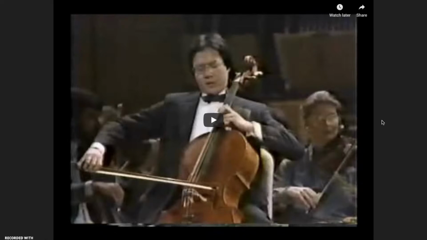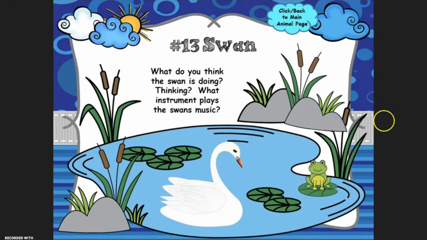I also want you to think, did you notice that he did not have any music or anything in front of him? He had that whole song memorized, and it was a pretty long song. He had it all memorized, all in his head, while he was playing that song. So pretty cool there. All right, so what do you think the swan was doing or thinking during that music?